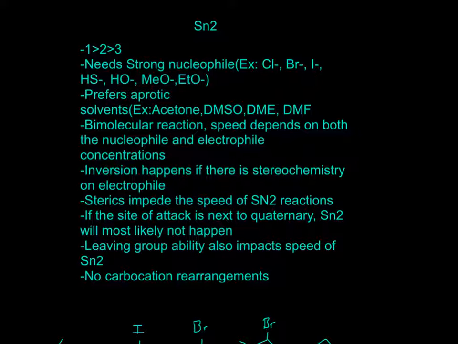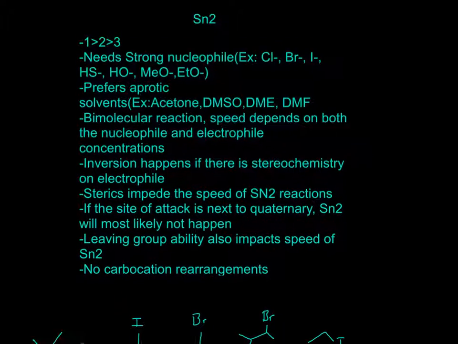Next thing is leaving group, right? So in the SN2 reaction, the nucleophile will attack the carbon, and the leaving group will leave. So the better the leaving group is, the faster the SN2 reaction will be. And finally, no carbocation rearrangements. Because in SN1, you can have methyl or hydride shifts, but in SN2, it all happens simultaneously. So therefore, you won't have any carbocation rearrangements.